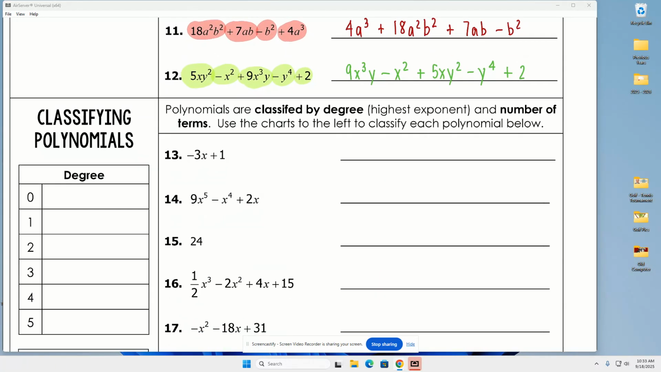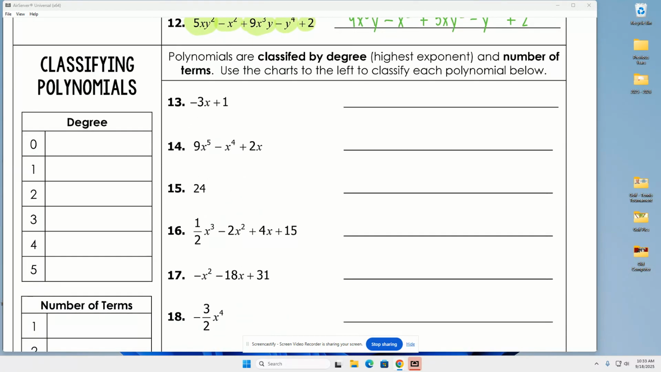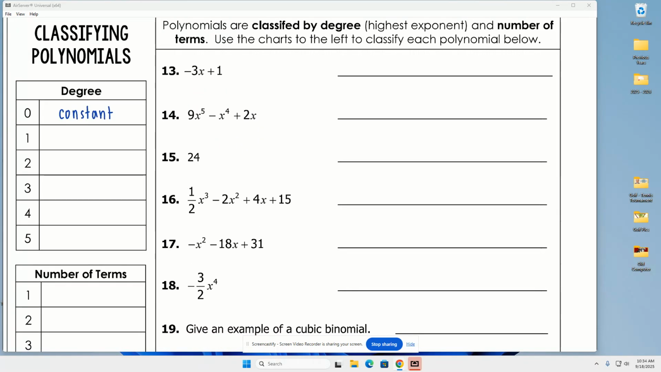So first, let's start with degree. If we have 0 degree, now 0 degree would mean what? No exponent, meaning no variable at all. If there's no exponent, no variable at all, it's a constant. Y'all see a constant over here to your right? Which one's a constant? 15. 15 would be a constant.